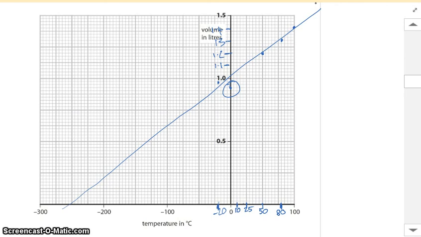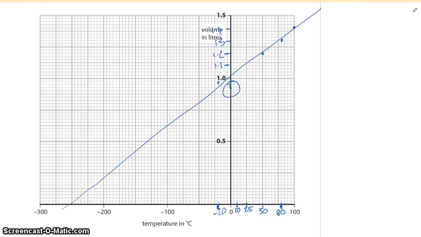Obviously, if you're doing this, you're going to use a ruler to do this properly. Your points are allowed to be within, I think it's half a small, no, I think it's 1 small square for this question. So you've got to be accurate with your plotting.